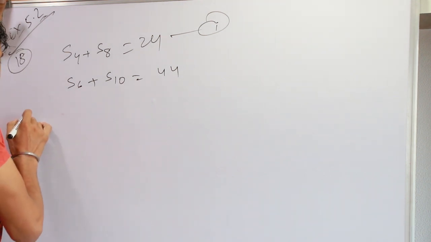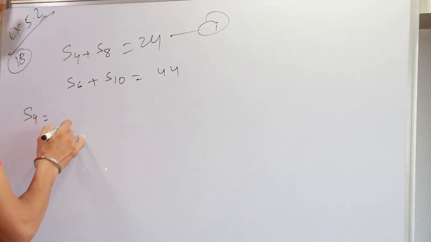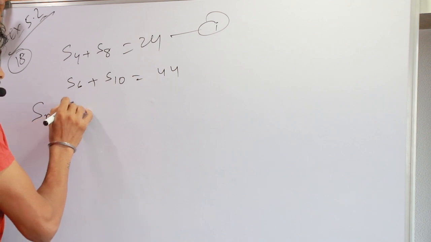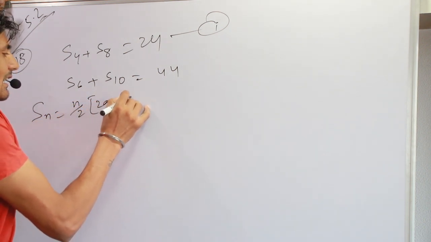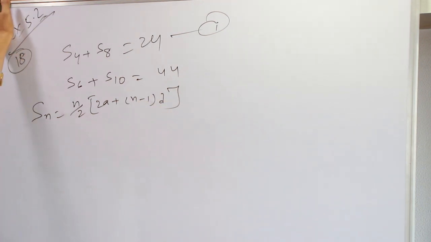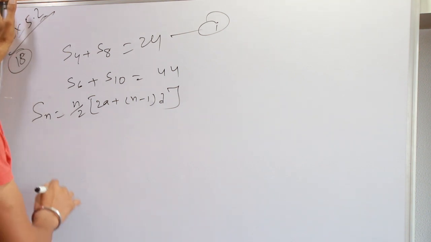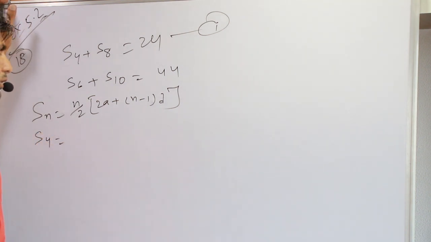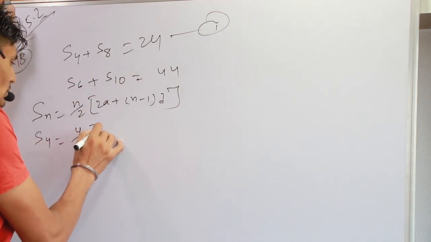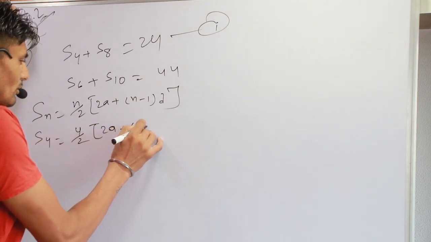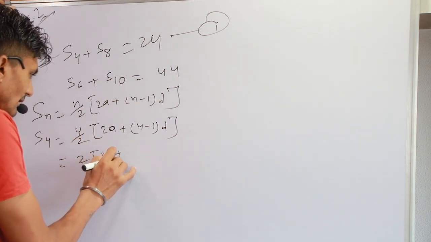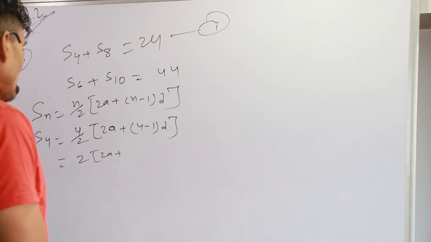What is S4? At first we have to write the formula of the Sn. Sn equal to n by 2 into 2a plus n minus 1 into d. That is the formula for the Sn. Sn means the sum of the n terms. So for S4, in the place of n we write only 4. S4 equals 4 by 2 into 2a plus 4 minus 1 into d. That means 2 into 2a plus 3d.